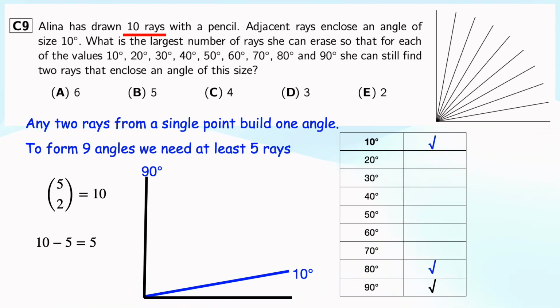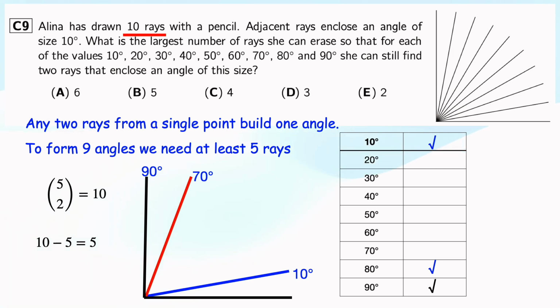Next, we need to cover 20 degrees and 70 degrees, which requires 2 more rays. How should we pick them? We notice that 20 degrees and 70 degrees form a pair because they are complementary to 90 degrees. So we can choose either 20 degrees or 70 degrees. Let me choose 70 degrees for now. You can try 20 degrees yourself later. I add the 70 degree ray.